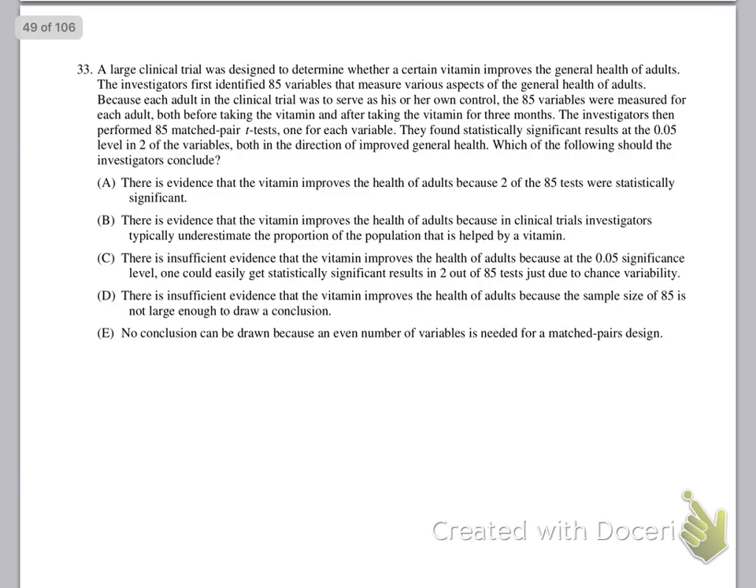Okay, so here we have a matched pair, and they found statistical significance, so that means they're going to reject HO, and that it improves. So it has to be either A or B, that there is significant evidence, and it's not A because of the sample size. It's B, okay?